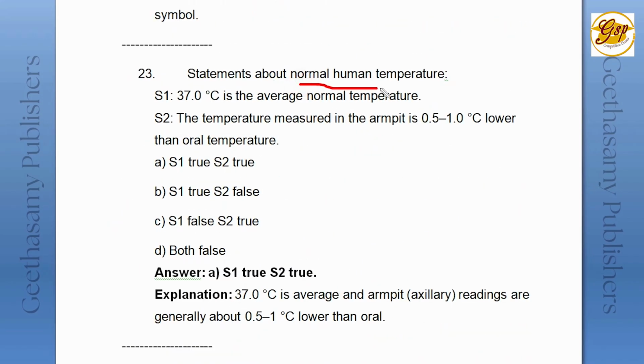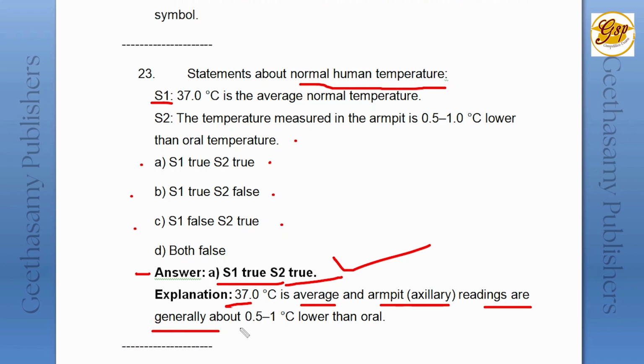23rd question. Statements about the normal human temperature. Statement 1: 37 degrees is an average normal temperature. Statement 2: the temperature measured in the armpit is 0.5 to 1 degree centigrade lower than this temperature. S1 true, S2 true; statement 1 true, statement 2 false; S1 false, S2 true; both are false. The correct answer is A, that is S1 true, S2 true. Both are true. So the explanation is 37 degrees centigrade is the average oral reading, and the armpit axillary reading is generally 0.5 to 1 degree centigrade lower than the oral.